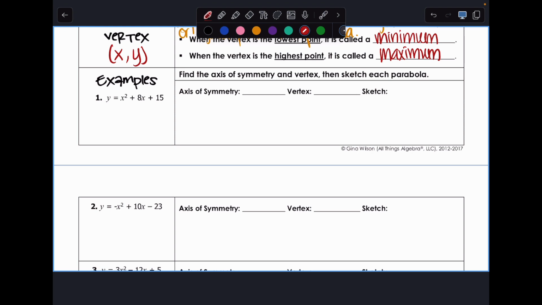Find the axis of symmetry and vertex. I'm going to give you guys a break. So find the axis of symmetry and vertex, then sketch each parabola. So y equals x squared plus 8x plus 15.